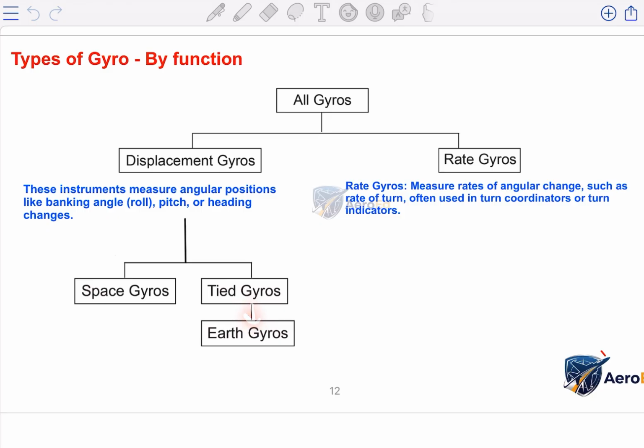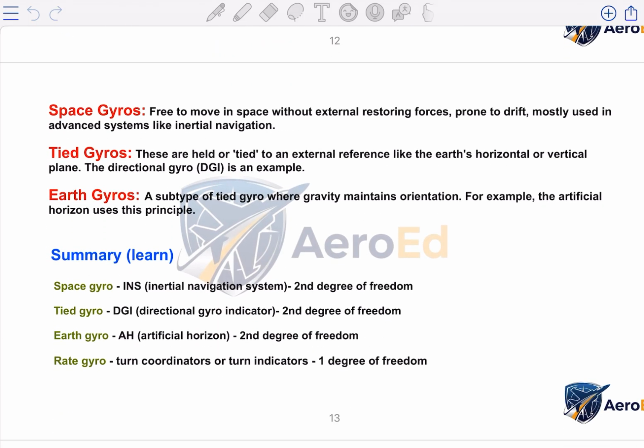So let's read what a space gyro is. It is free to move in space without external restoring forces, prone to drift, and mostly used in advanced systems like inertial navigation. So space gyros are used in INS, which is the inertial navigation system, and these gyros have two gimbals.